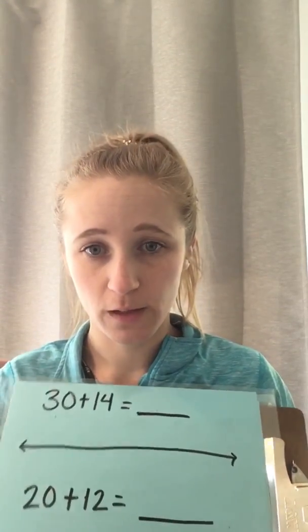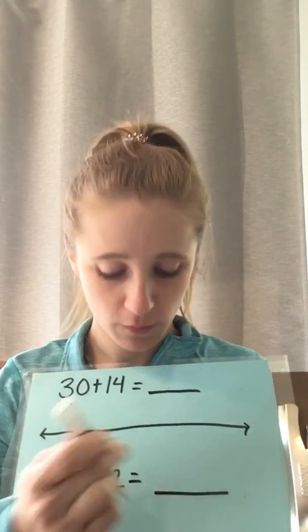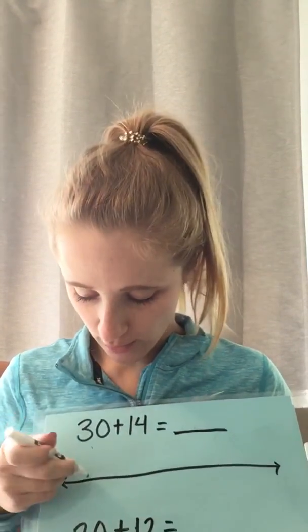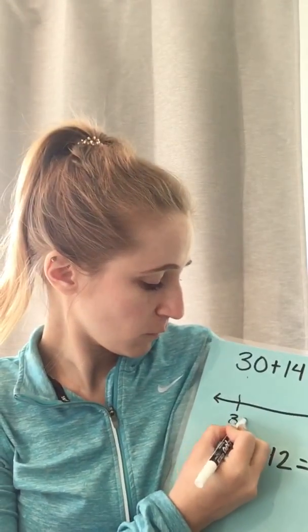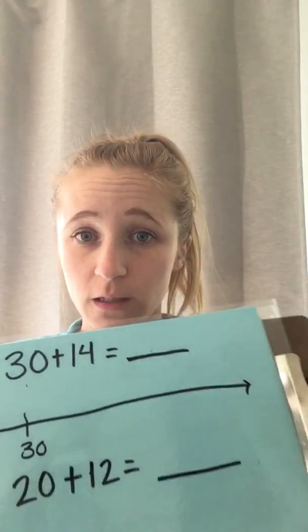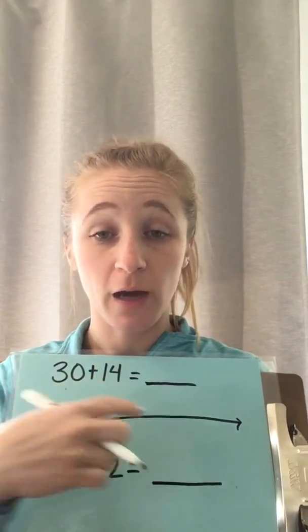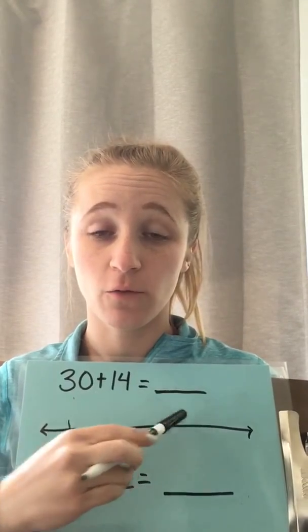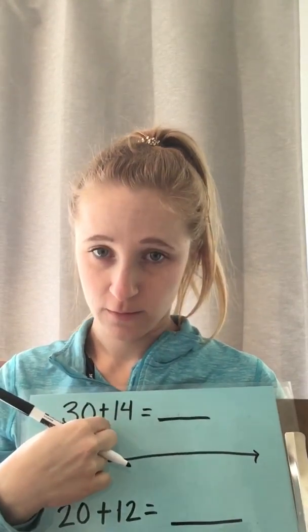One strategy we can use to solve that kind of problem is an open number line. You would just start by drawing this line on your paper, and then you're going to start at 30 on the number line. You could count by ones if you want to add on 14. I'm going to count first with a 10 and then 4 ones because I have a 10 and 4 ones.